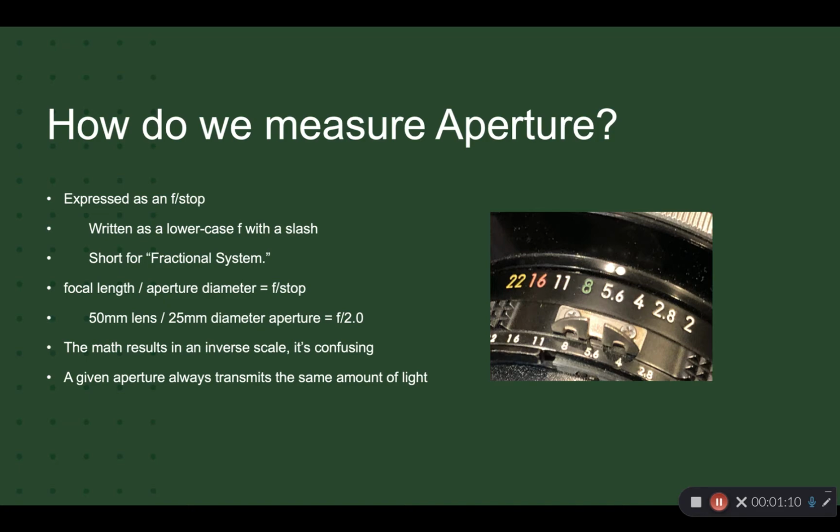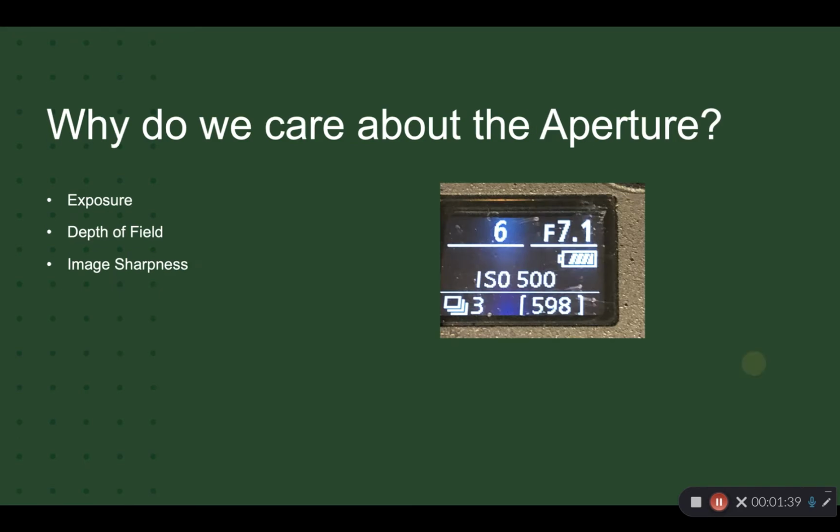And it's worth knowing that a given aperture, f/4 for example, always transmits the same amount of light. It doesn't matter what lens it is. It doesn't matter if it's an 18 millimeter wide angle, a 50 millimeter normal lens, a 400 millimeter telephoto. It doesn't matter if it's a Nikon lens, a Tamron lens, a Sony lens, a Zeiss lens. f/4 is f/4 is f/4. And that's really convenient when you're starting to work in manual.